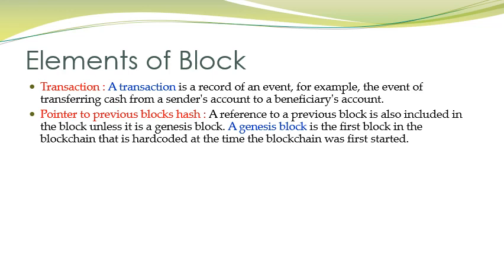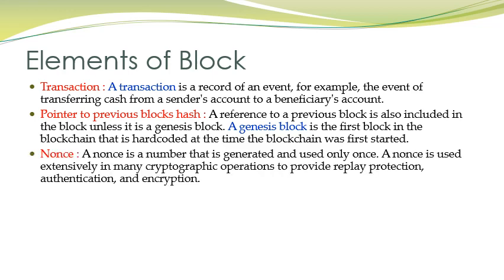Then it contains the pointer to the previous block's hash. A reference to a previous block is also included in the block, unless it is a genesis block. If it is not the genesis block, then the block will contain the link to the previous block. The genesis block is the first block in the blockchain, that is hard coded at the time when the blockchain was first started. Then nonce is a number that is generated and used only once.